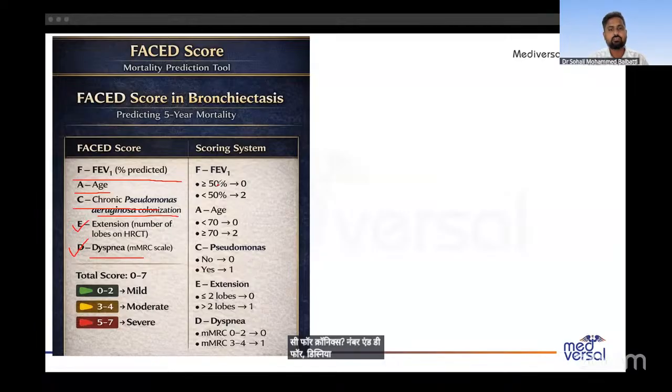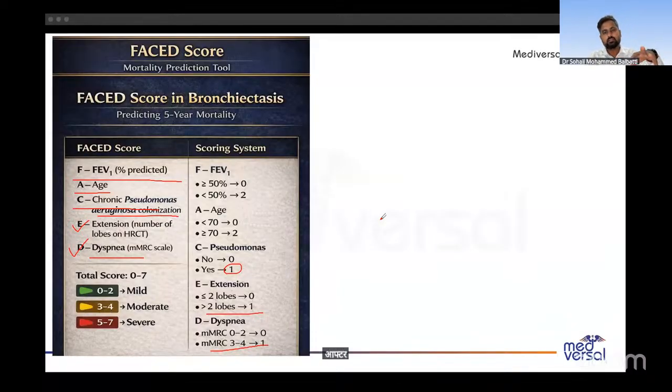So you can see FEV1 of less than 50 or more than 50, age of 70, Pseudomonas, if it is there, it is considered as a 1, and extension, if it is beyond 2 lobes, it is considered as 1, and for higher grade of mMRC, it is 1 point. So we divide the severity or the mortality into mild, moderate, and severe. So it helps you predict the 5-year mortality in case of bronchiectasis.